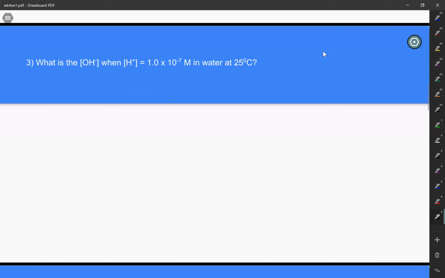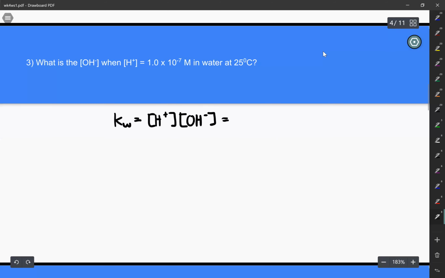So for the third question, what is the concentration of hydroxide ions when H plus is equal to 1 times 10 to the negative 7 in water at 25 degrees Celsius? For this one, we can actually use our Kw equation, because we have the H plus concentration. So Kw, again, is equal to the H plus concentration multiplied by the OH minus concentration, and that is equal to 1 times 10 to the negative 14th.